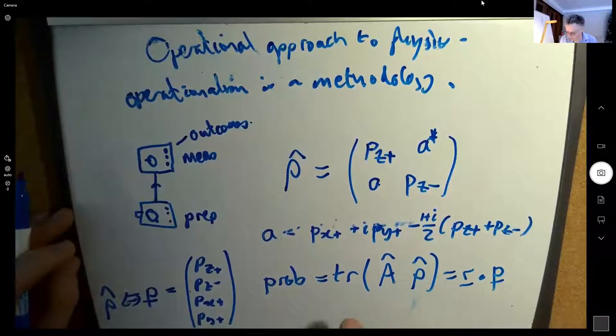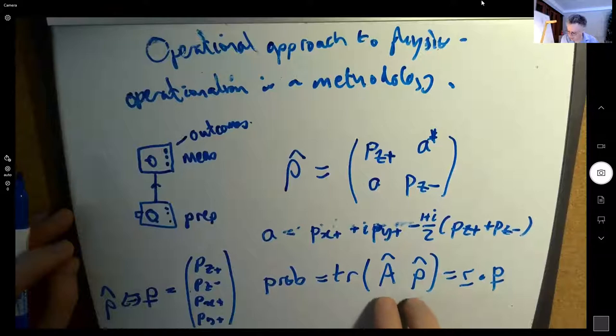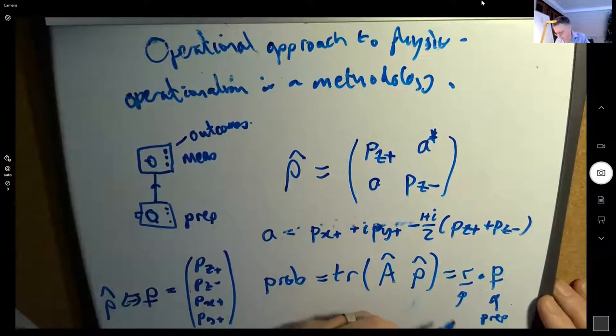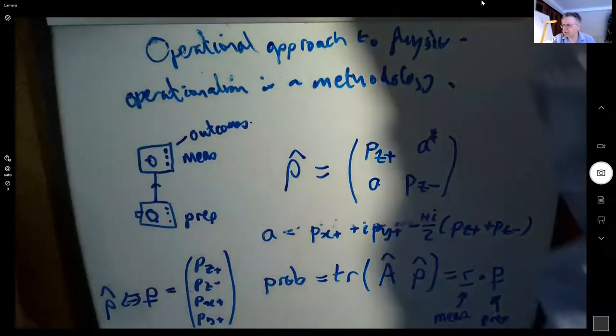So you can see now that this equation here is equivalent to this equation, and so now this object here is associated with the preparation. This object here is associated with the measurement, with the outcome of the measurement that you're interested in. Are there any more questions before I move on? This is very, very simple stuff, but if there's anything anyone wants to ask about, that's useful.